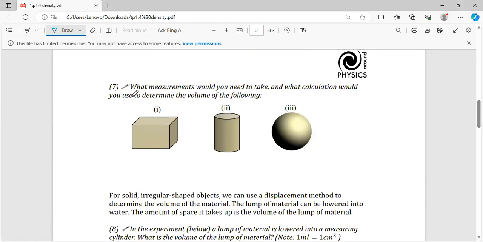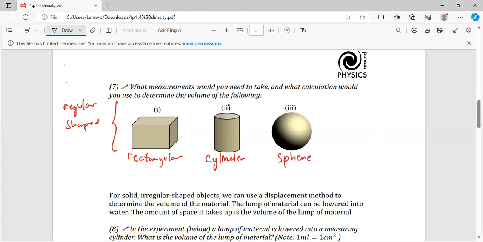All right, number 7, what measurement will you need to take and what calculation would you use to determine the volume of the following? So, these 3 objects are categorized as regular shapes, right? What do you call this? This is a sphere. This is a cylinder. And this is a rectangular block, right? So what calculation?